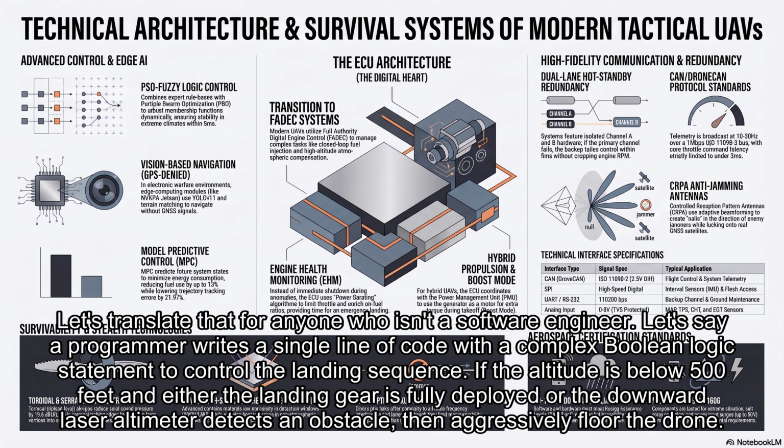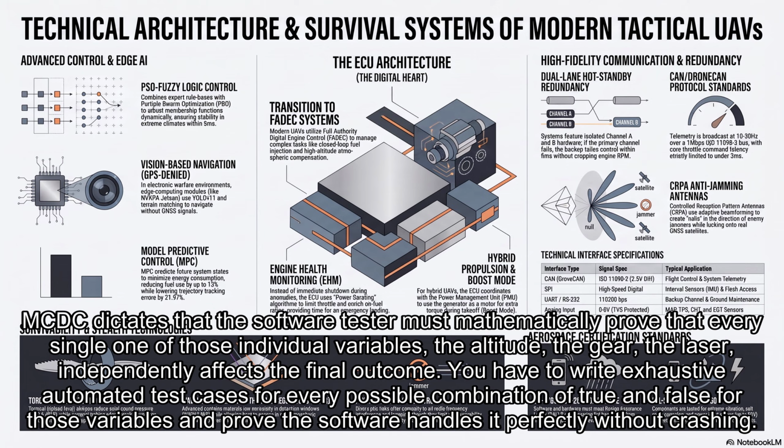Let's say a programmer writes a single line of code with a complex Boolean logic statement to control the landing sequence. If the altitude is below 500 feet, AND the landing gear is fully deployed, OR the downward laser altimeter detects an obstacle, then aggressively flare the drone. MCDC dictates that the software tester must mathematically prove that every single one of those individual variables, the altitude, the gear, the laser, independently affects the final outcome. You have to write exhaustive automated test cases for every possible combination of true and false for those variables and prove that the software handles it perfectly without crashing.